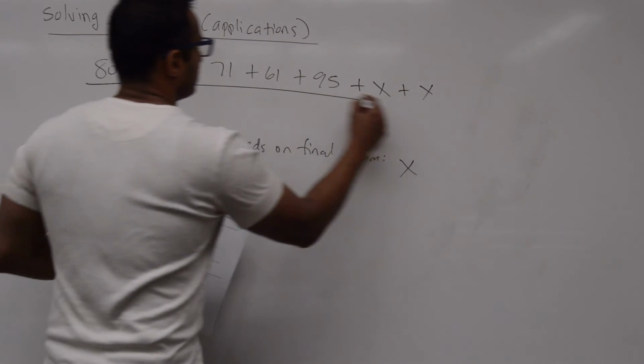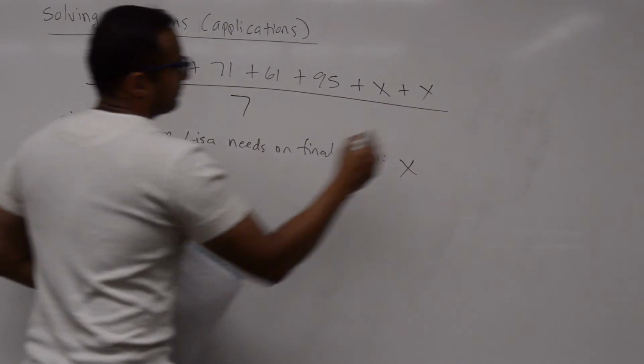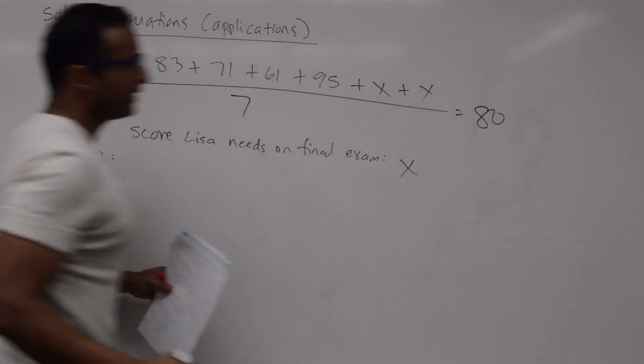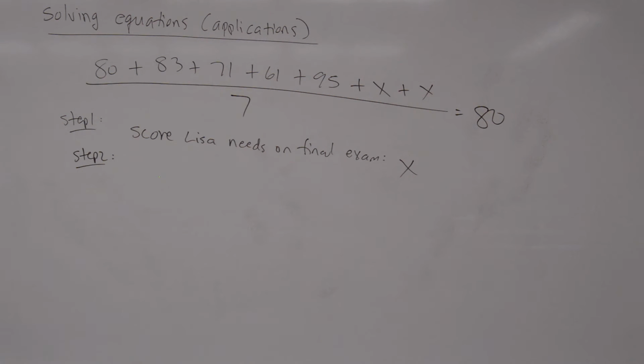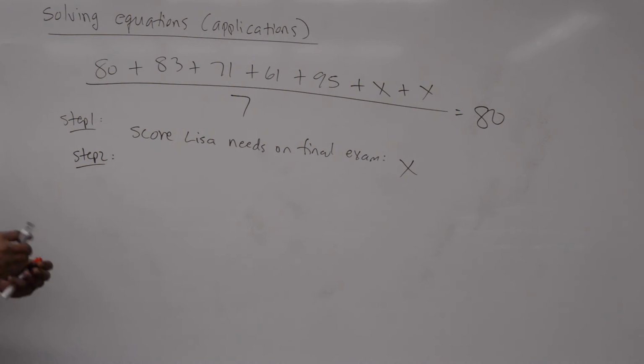And all of that divided by 1, 2, 3, 4, 5, 6, 7, we need that average to be 80%. So if that average is going to be 80%, what does X have to be? Okay, well, let's simplify this.